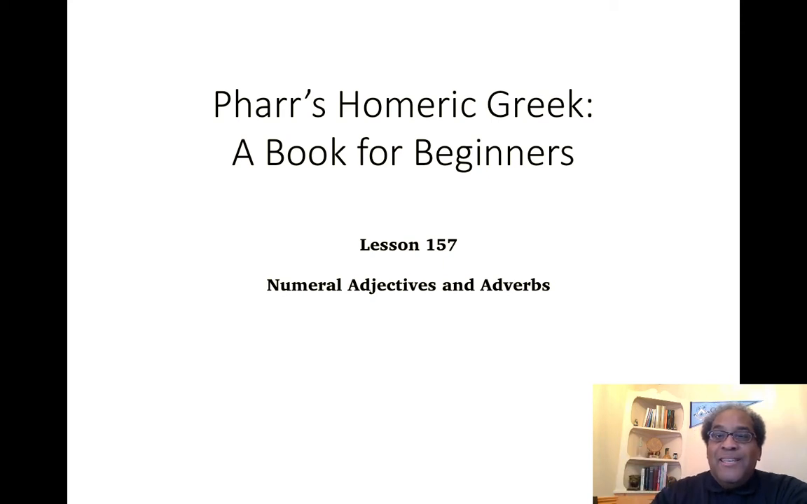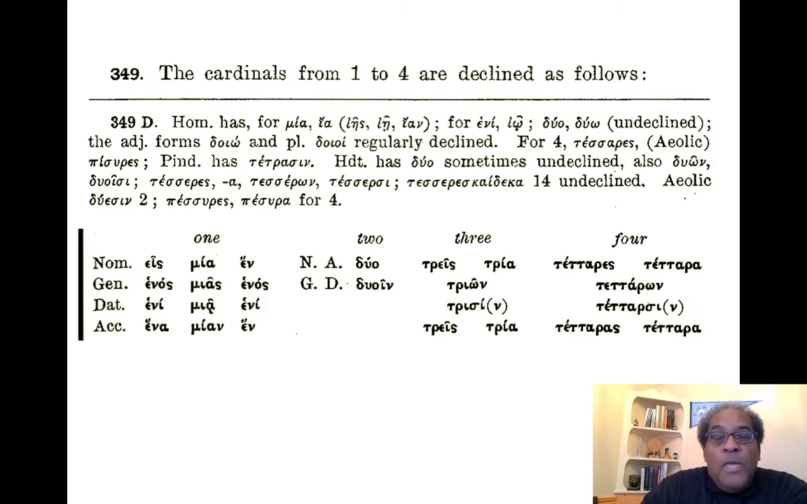Good morning, scholars. Today we're going to complete our course in ancient Greek by looking at the numeric adjectives and adverbs. So these are the numbers, which are not unoften the last thing one will encounter in a textbook. There's something a little special about the cardinal numerals from 1 to 4, and that is simply that they are declined. And we see 1, 2, 3, 4.